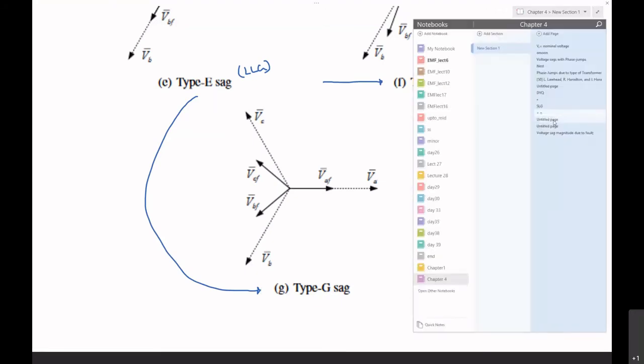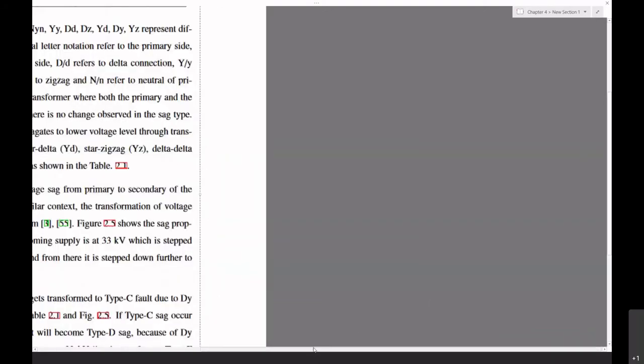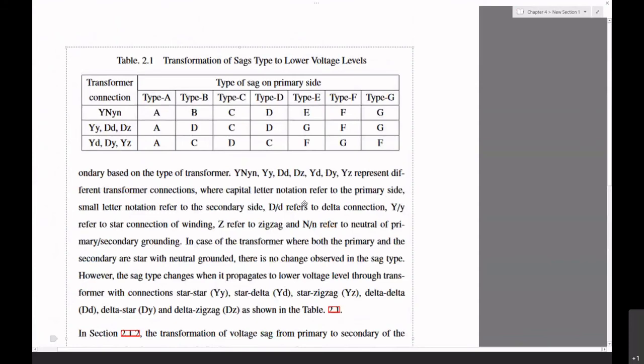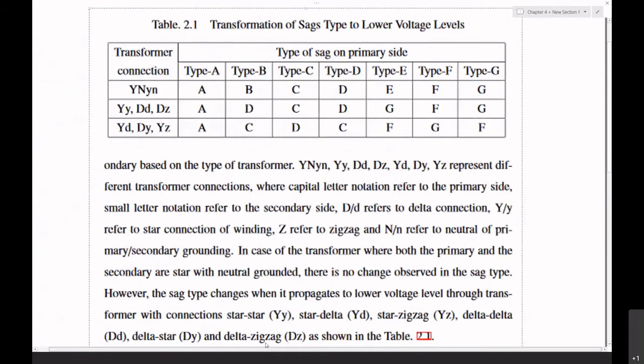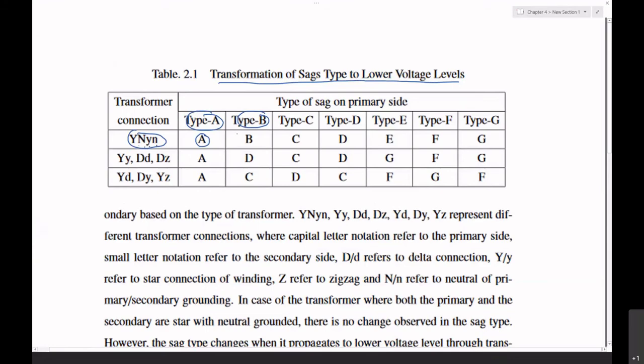And here you can see the typical transformation. This is one of the cases. We have the transformer, and they have done a study of the transformation of sag types to a lower voltage level. They took the transformer of YN, neutral is there, YN and small yn. They considered the type A sag which occurred on the primary side, and once it is transformed to the secondary, it is of type A. The type B sag has been considered on the primary side. When it comes to the secondary side, it is of type B fault.